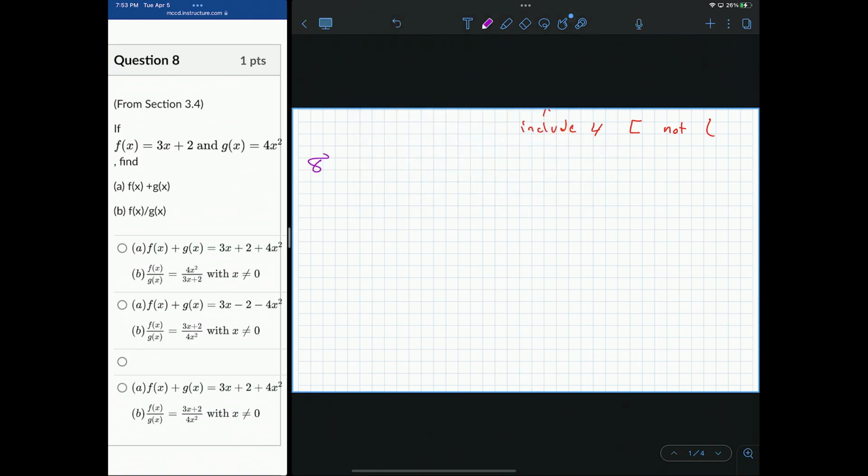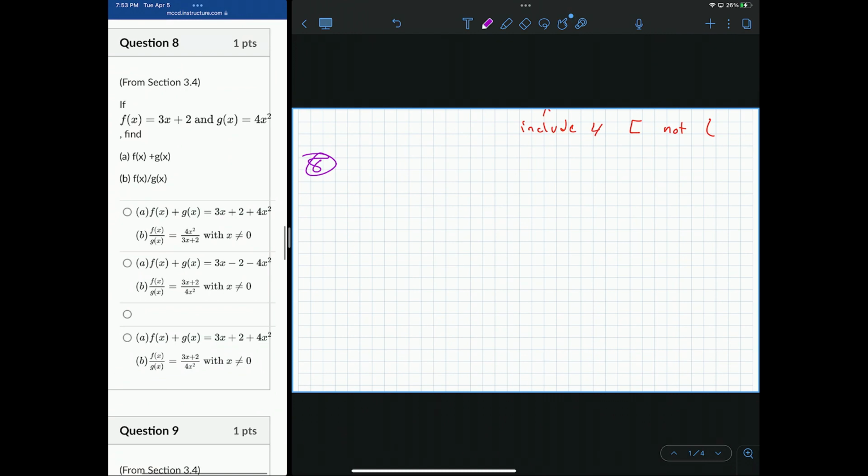Number 8. Okay, so number 8 is from 3.4. We're doing compositions of functions. Although that's what the section was called, technically these are not compositions. So f of x is 3x plus 2. G of x is 4x squared. And we want part A, f of x plus g of x. Very straightforward. You just do f of x plus g of x. So f of x is 3x plus 2, plus, I'll put it in parentheses, g of x, which is 4x squared. There it is.